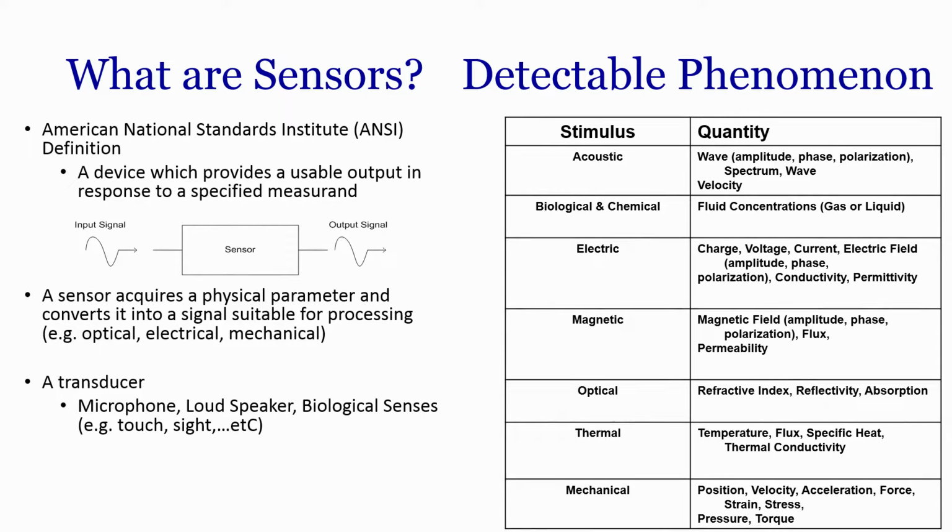When you say detectable phenomenon, that means what is a stimulus and what is a quantity. For example, for an acoustic stimulus, we can have wave, amplitude, phase, polarization, spectrum, wave velocity. When we talk about biological and chemical stimulus, the quantity is fluid concentration such as gas or liquid. For electric, the quantity is charge, voltage, current, electric field, amplitude, phase, polarization, as well as conductivity and permittivity. For magnetic, you have magnetic field, which is amplitude, phase, polarization, as well as flux and permittivity. For optical, the quantity is refractive index, reflectivity and absorption. For thermal, it is temperature, flux, specific heat and thermal conductivity, while for mechanical it is position, velocity, acceleration, strain, stress, pressure, force, torque, right. So, this is how the stimulus and the quantity can be defined.